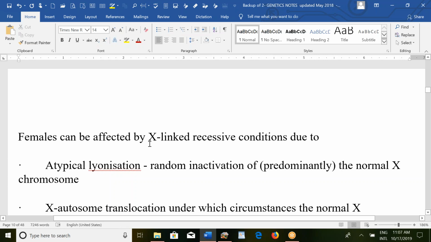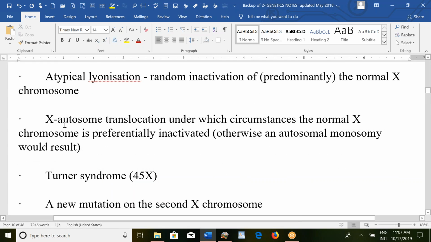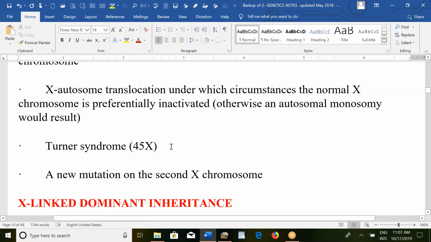So females are affected by X-linked recessive conditions due to atypical lyonization, which means random inactivation of predominantly the normal X chromosome. Then X-autosome translocation, under which circumstances the normal X chromosome is preferentially inactivated. Otherwise, an autosomal monosomy would result. For example, Turner syndrome. In Turner syndrome also there is random inactivation of one X chromosome. A new mutation on the second X chromosome will take place in this case. Okay.